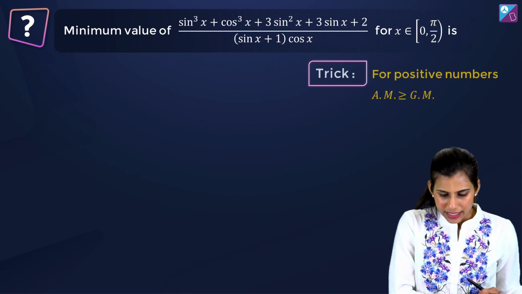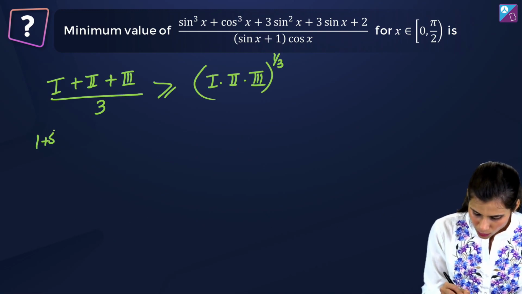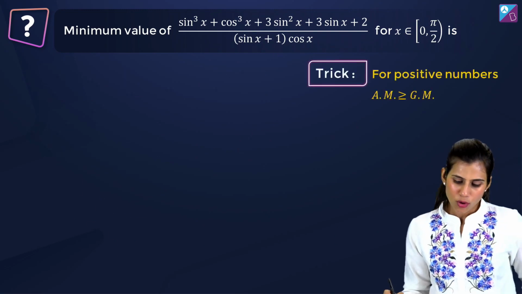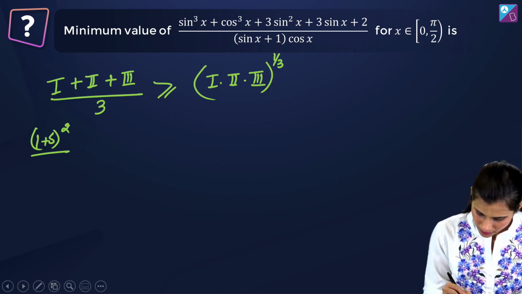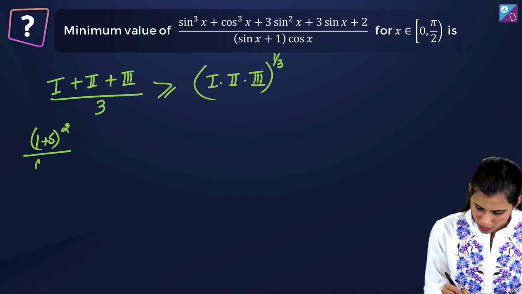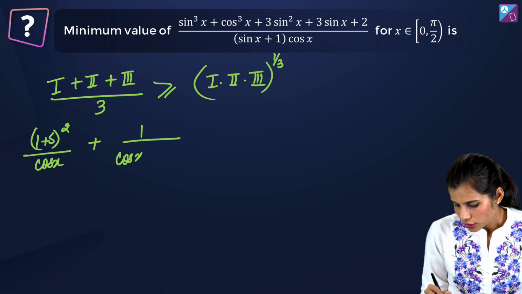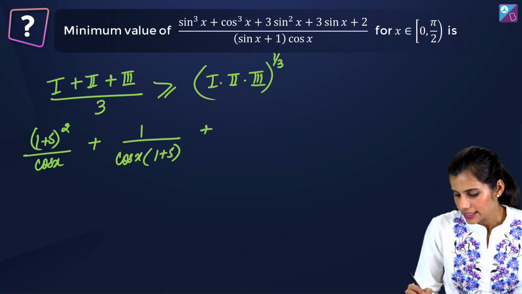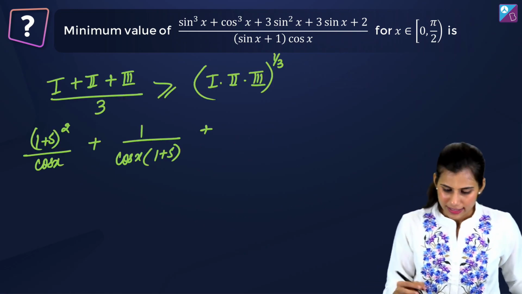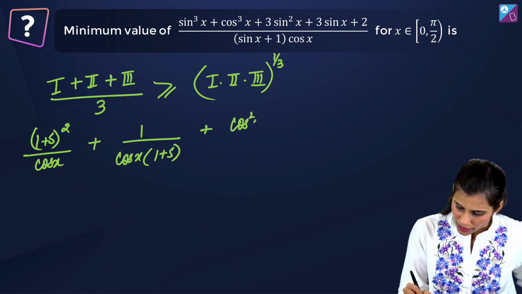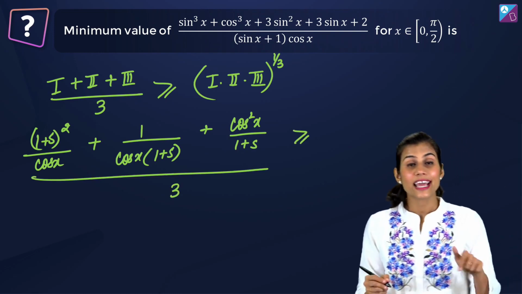Right? What was our first term? Let's quickly recall. (1 plus sin x) whole square upon cos x. Plus, what is the second term? 1 upon cos x multiplied by (1 plus sin x). And the third term was, let's quickly see, cos square x upon 1 plus sin x. All of this upon 3 is greater than or equal to their product.